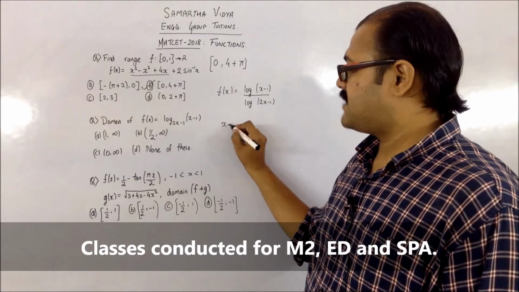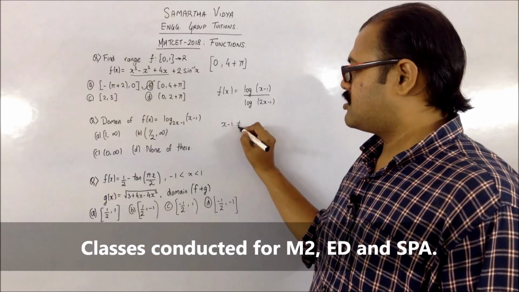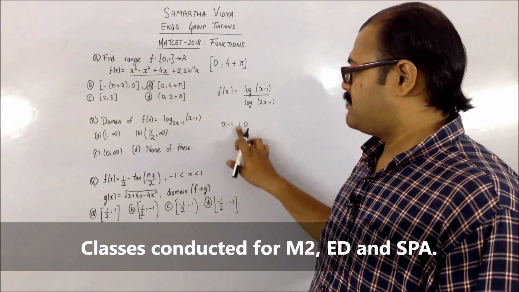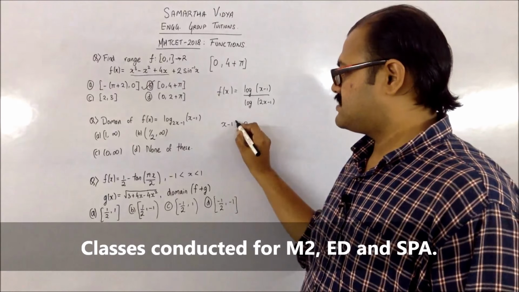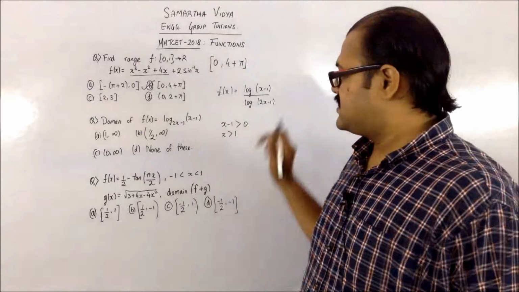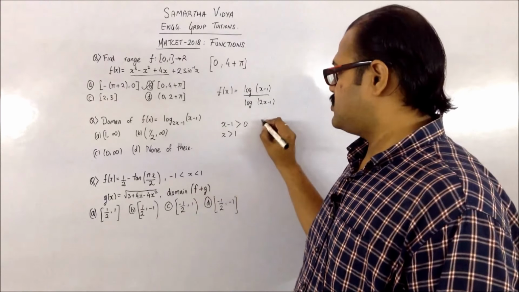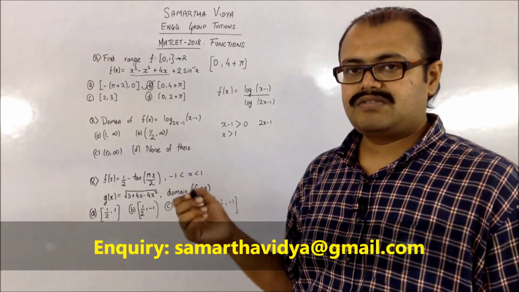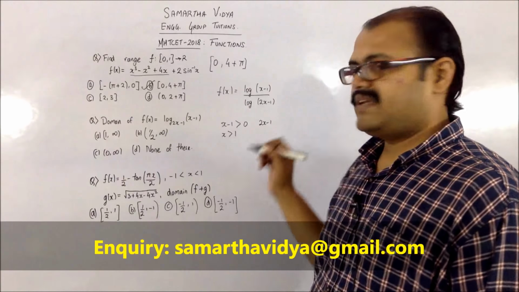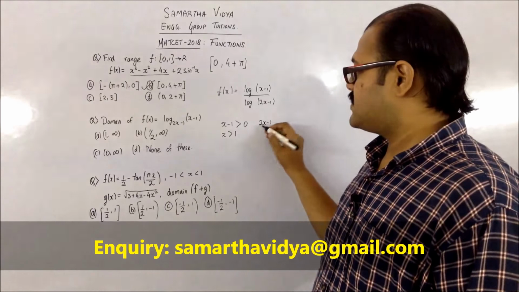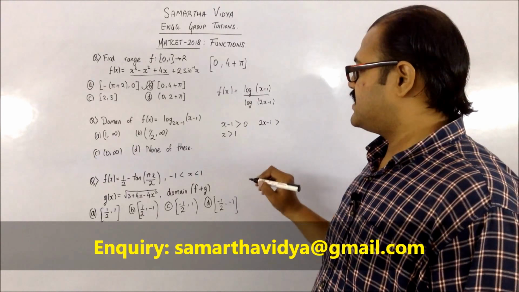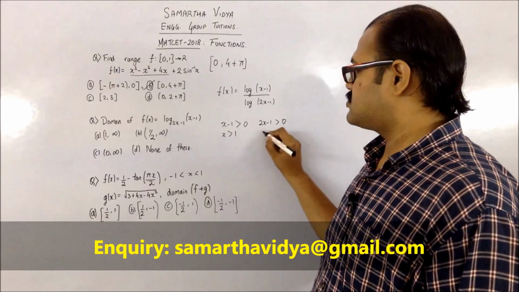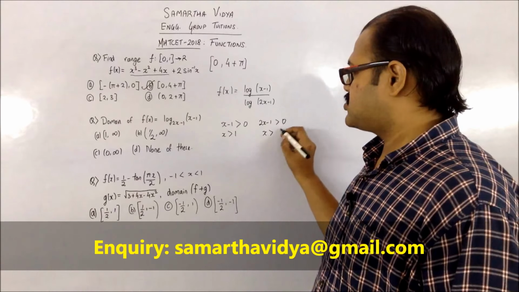So x minus 1 should not be equal to 0, or basically it should be greater than 0. Likewise, 2x minus 1 should also not be equal to 0, so 2x minus 1 should be greater than 0. From this you get x should be greater than.